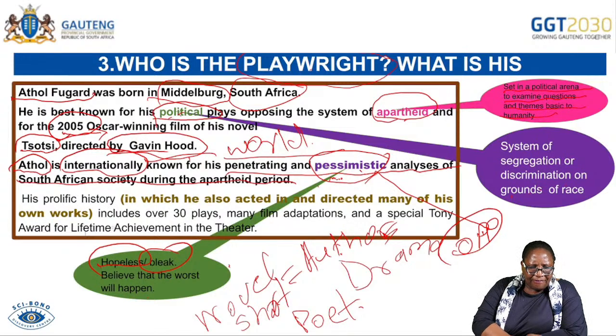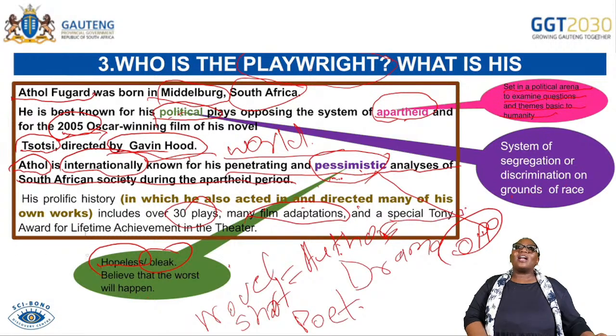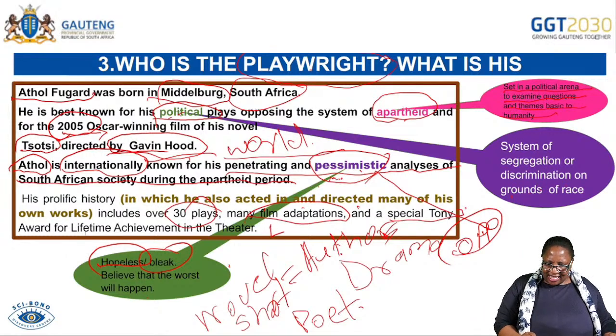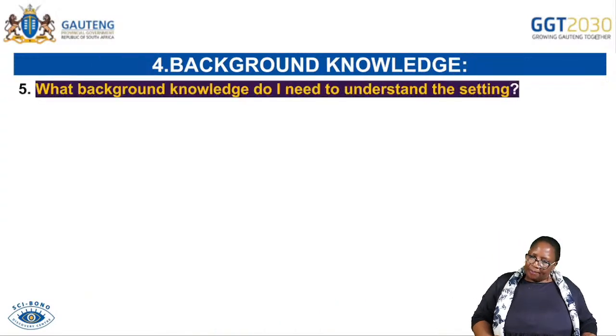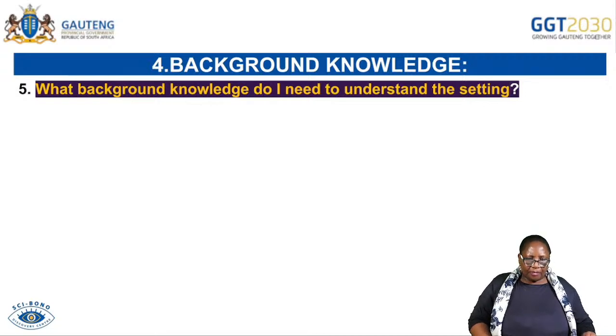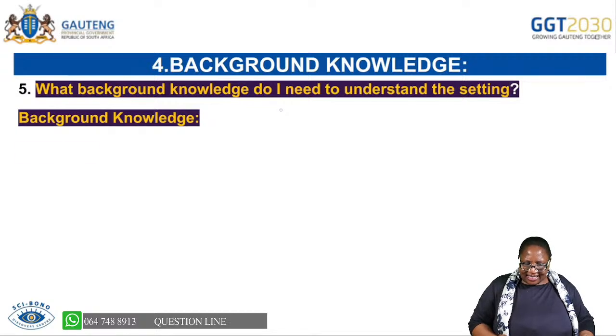His prolific history, in which he also acted in and directed many of his works, includes about 30 plays. Many are film adaptations, and he won a special Tony Award for lifetime achievement in the theater. We are reading a very huge person in our history of South Africa. Background knowledge of this play: what background knowledge do you need to understand the setting?